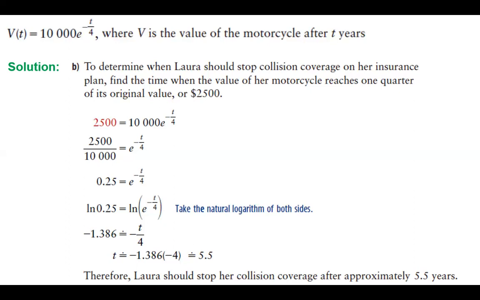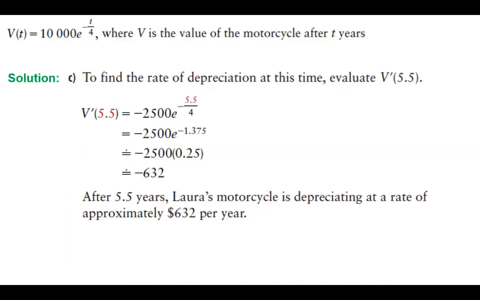Any questions? 5.5 years. Okay, then let's consider the next question. We need to find the rate of depreciation at that time, right? That means actually we want to find the first derivative of V with respect to t at t equals 5.5, right? Okay, so we can substitute t equals 5.5 into the derivative function. So V prime at t equals 5.5 is approximately negative 632.